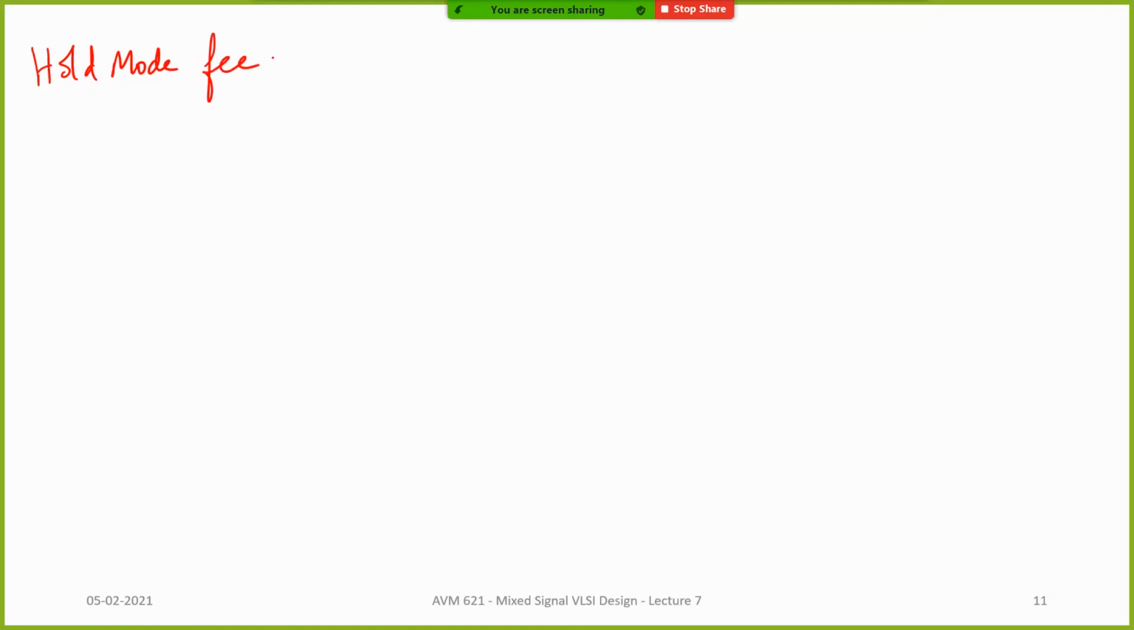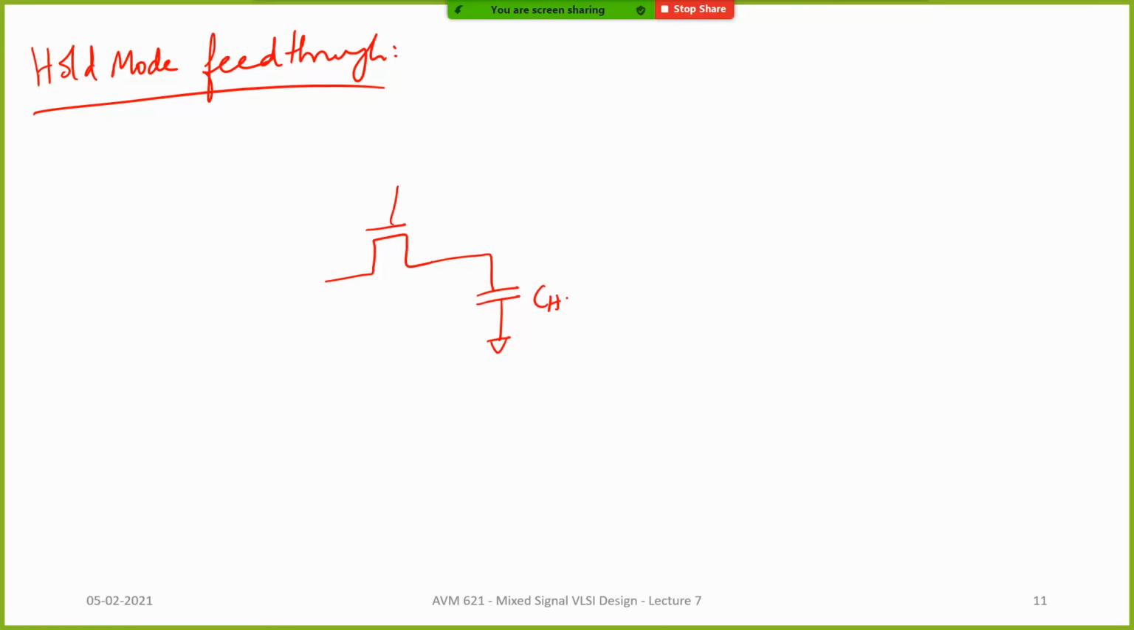Okay. Hold mode feed through. Now by now I think you would be getting a sense of what we are doing, right? Let's say this is your sampling switch. Now this can be a gate boosted switch also, or a bootstrap switch also. In the hold mode, your switch is supposed to be completely off, right?